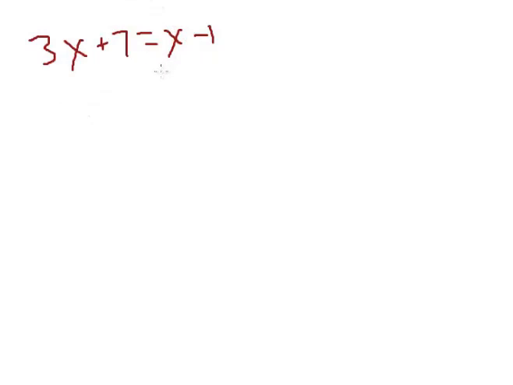Let's try to first get rid of the x from this side. So I'm going to subtract x from this side. Because remember, x minus x is 0, because anything minus itself is 0. So I can do minus x on this side. So 3x minus x, remember x is really the same thing as 1x. So 3x minus x is 2x. And we still have plus 7 equals negative 1.